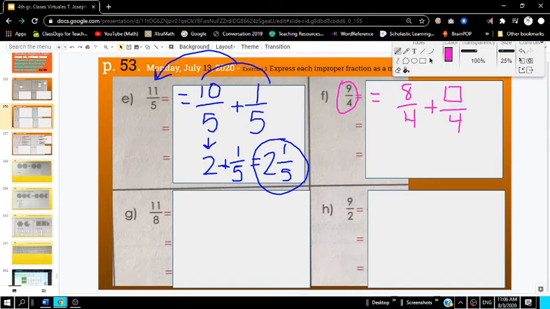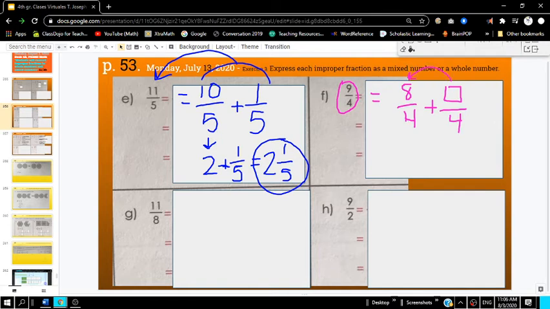What number plus 8 equals 9? 1. Now, since I know that 8 plus 1 equals 9, I can take this as my whole number, and I know that 8 divided by 4 equals 2. So this is 2, my whole number. 2 plus 1/4 is the same thing as 2 and 1/4. There's your final answer, 2 and 1/4.